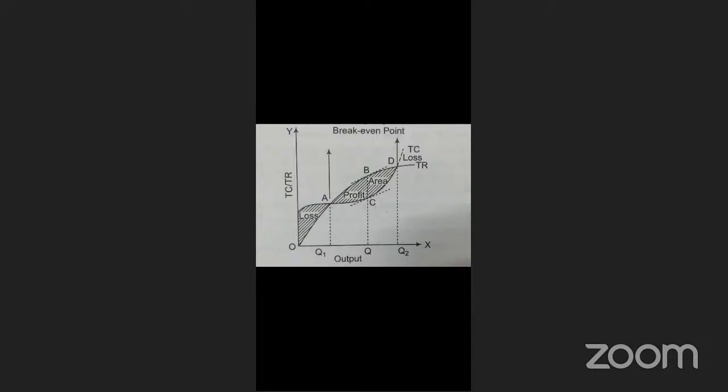This is about the total cost and total revenue approach. Remember the break-even points: point A and point D are known as break-even points.